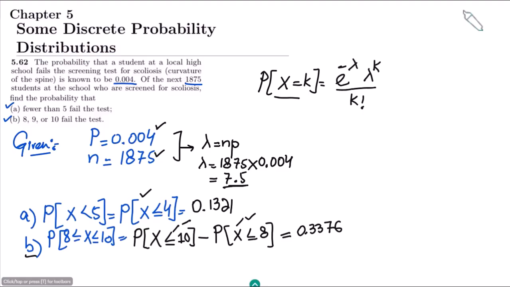Okay, so that's it for today, in which we have seen the solution of the question which is related to the Poisson distribution.